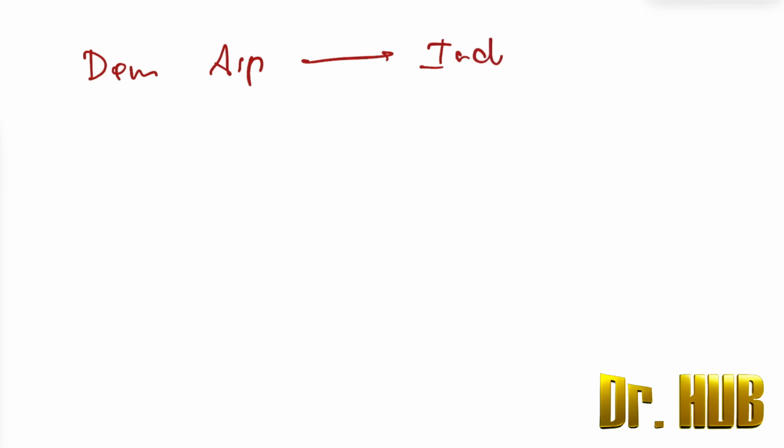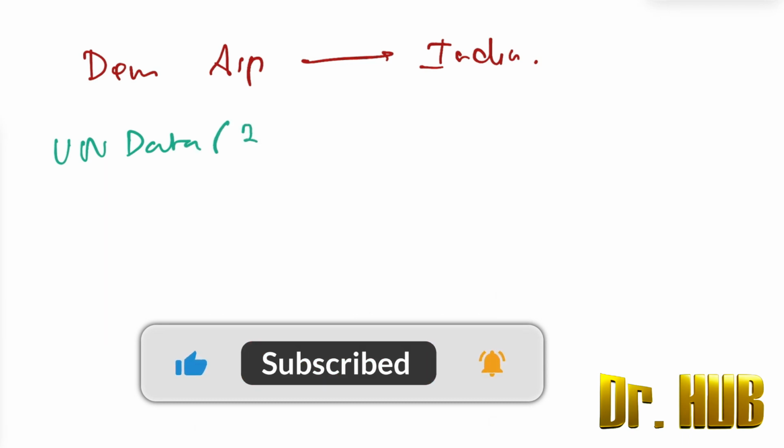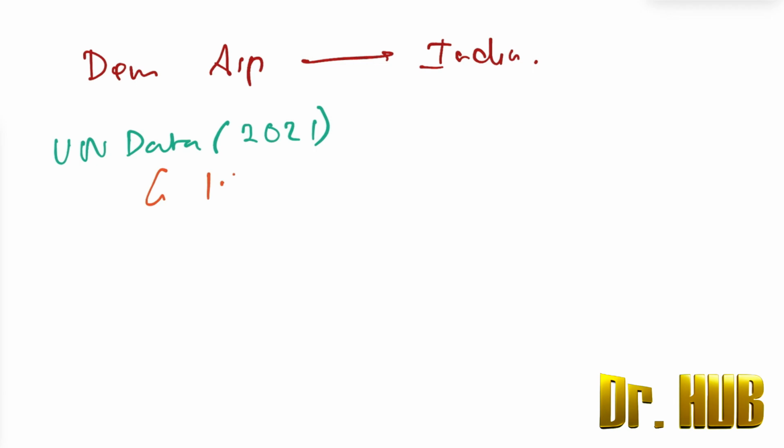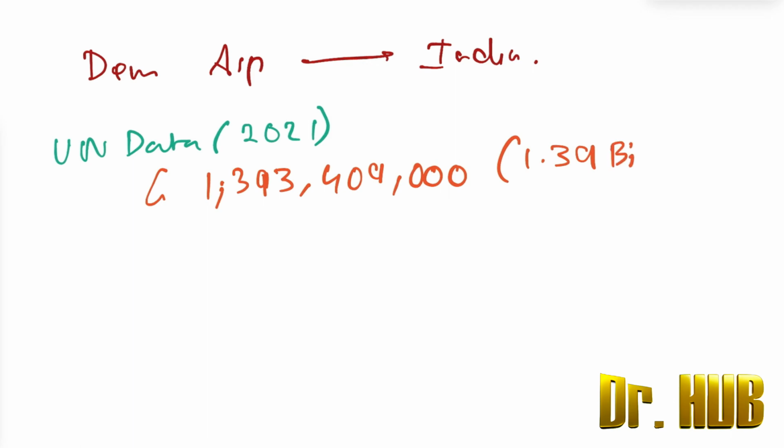Today we'll look at the demographic aspects, and we are focusing on India. As per the UN data, and we are going to go with 2021, India's population is 1.39 billion. To be specific, it is 1,393,409,000. So in short, you can say it is about 1.39 billion. This is as per 2021.